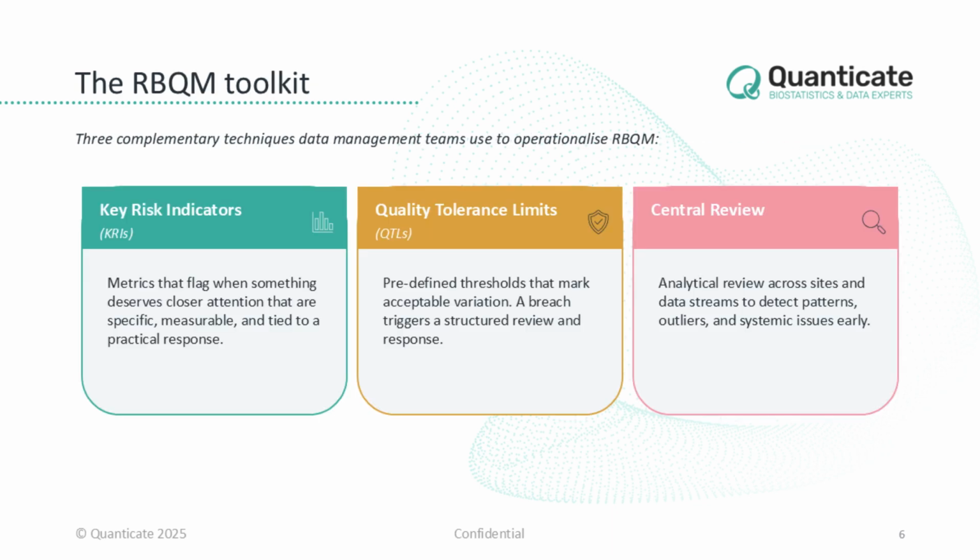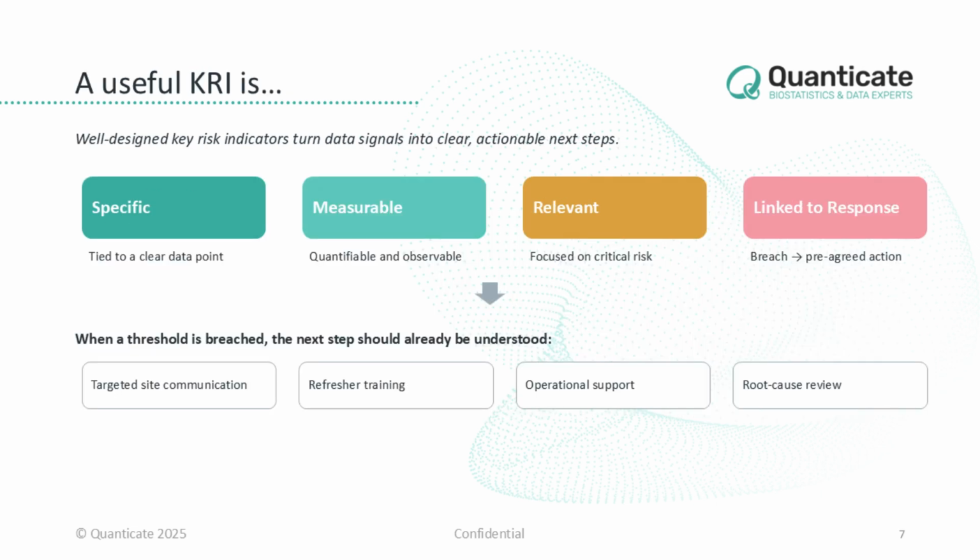In day-to-day delivery, teams often use key risk indicators, quality tolerance limits, and central review techniques to support that work. A useful key risk indicator should be specific, measurable, relevant, and linked to a practical response. When a threshold is breached, the next step should already be understood. That might involve targeted communication with a site, refresher training, operational support, or a closer review of the underlying cause.